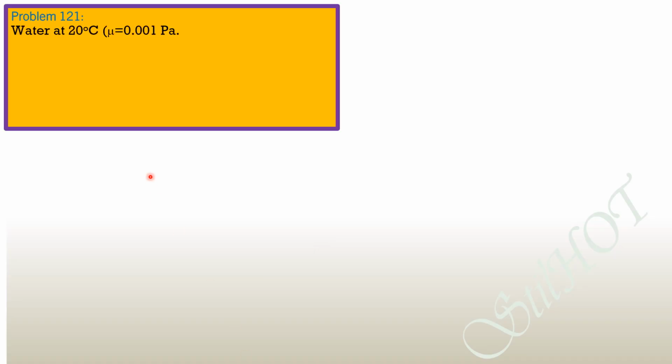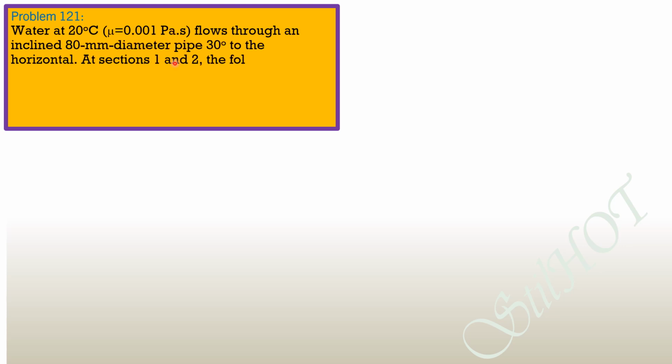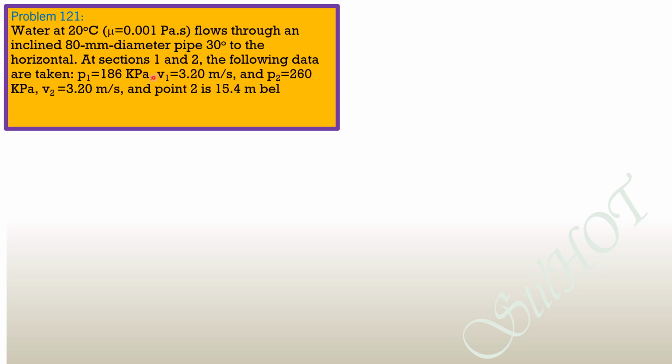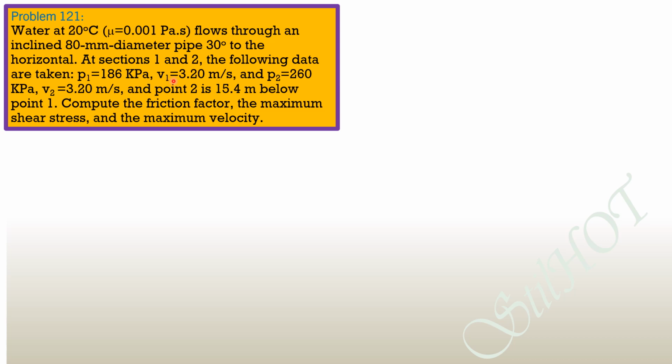Problem 121. Water at 20 degrees Celsius, of viscosity 0.001 Pascal second, flows through an inclined 80 millimeter diameter pipe 30 degrees to the horizontal. At sections 1 and 2, the following data are taken. Pressure at 1 is 186 kilopascals, velocity at 1 is 3.2 meters per second, pressure at point 2 is 260 kilopascals, velocity is 3.2 meters per second, and point 2 is 15.4 meters below point 1. Compute the friction factor, the maximum shear stress, and the maximum velocity.